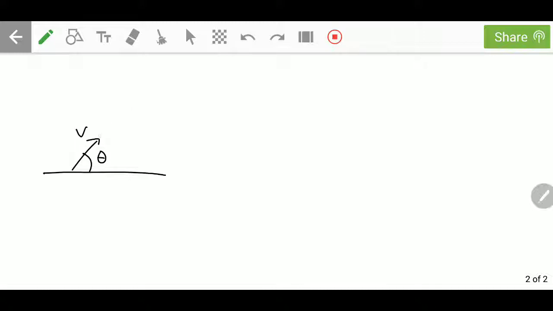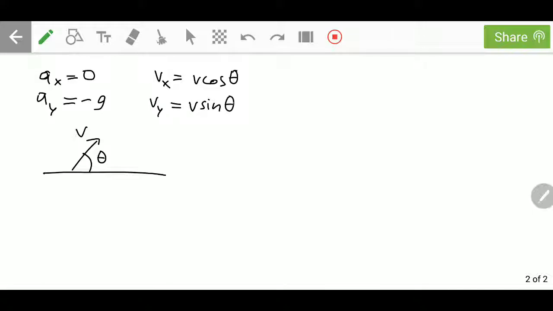If we have a projectile launched at velocity v and angle theta above the horizontal, then we know that there's no acceleration in the x direction. And we know that the acceleration in the y direction is negative g, since upward is positive and gravity points downward. Then the velocity in x will just be the initial velocity in the x direction, which is v cosine theta, and it won't change over time. The velocity in the y direction will be the initial velocity in the y direction plus the acceleration times the time, and the acceleration is negative g, so we get v sine theta minus gt.